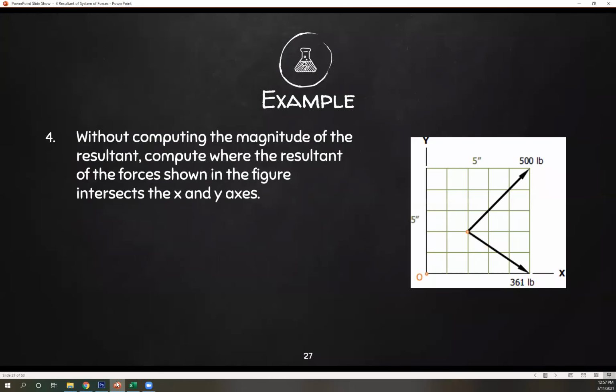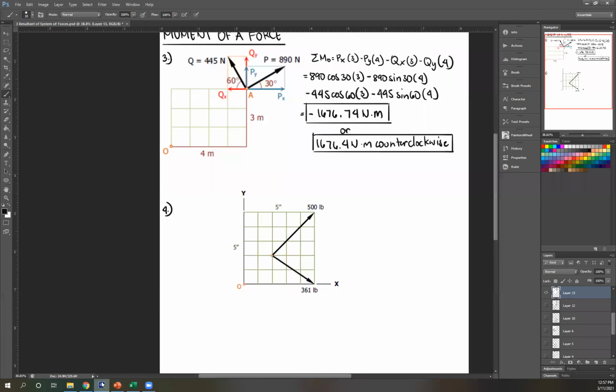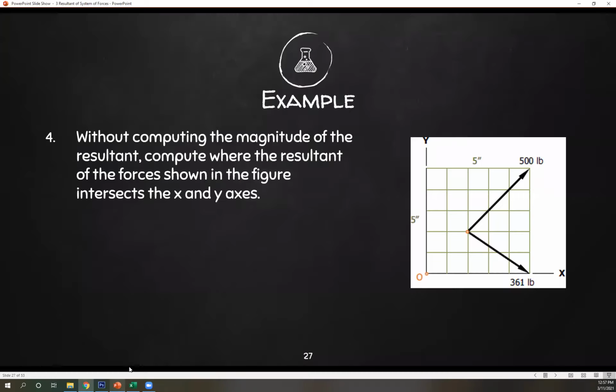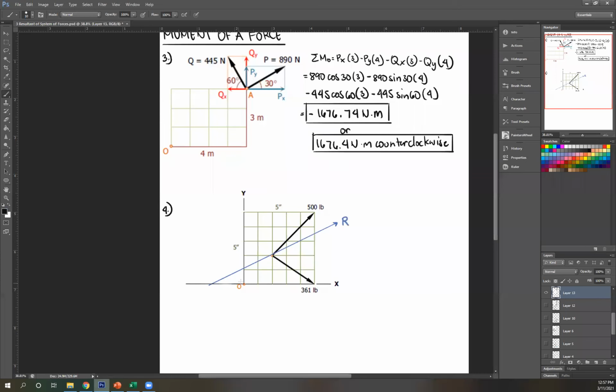Without computing the magnitude of the resultant, compute where the resultant of the forces shown in the figure intersects the X and Y axis. So once again, to get the resultant, the resultant of these two would probably be something like this. It's an approximation. Something like that. Okay? That's your R. And then we're looking for where it intersects the X and Y axis. So let's call this intersection at Y, IY, and intersection at X.